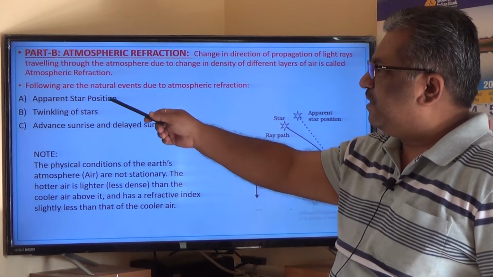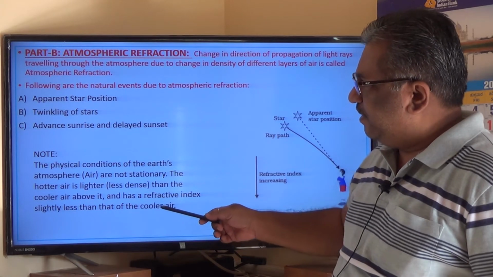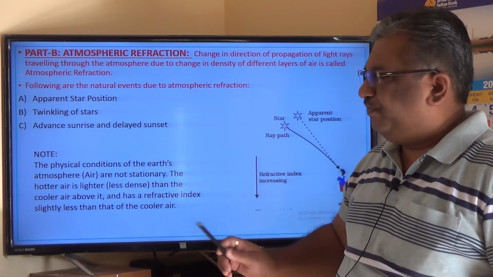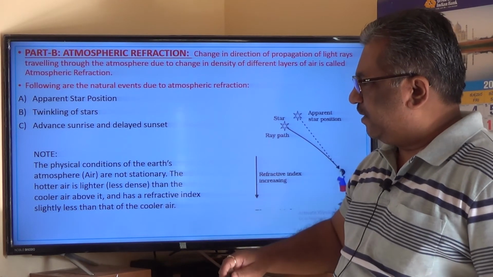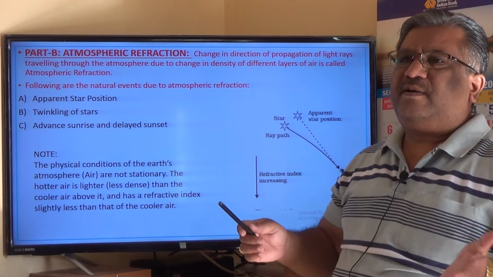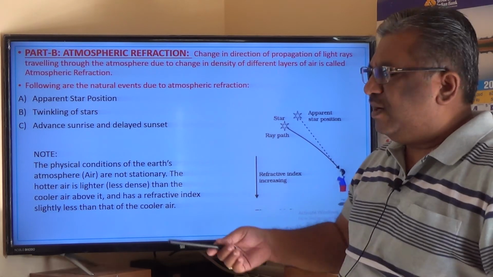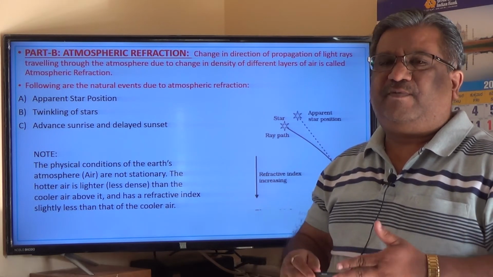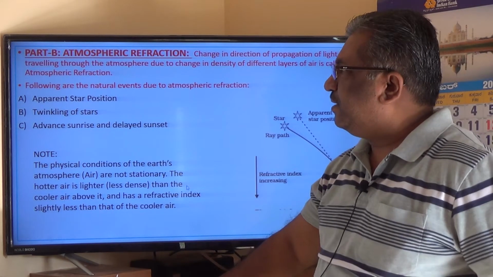What are the natural phenomena? These are the natural phenomena that can be explained. Note one important point, the same which I explained earlier. The physical conditions of the Earth's atmosphere are not stationary, not fixed. The hotter air is lighter, less dense than the cooler air above it, and has a refractive index slightly less than that of the cooler air. That means for hot air, the refractive index is lesser. For cold air, the refractive index is more. But generally the hot air tries to go up, and it is replaced by cold air. Therefore, the refractive index increases from top to bottom. So with this we will see the next.